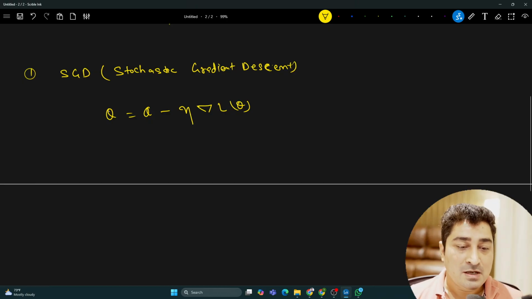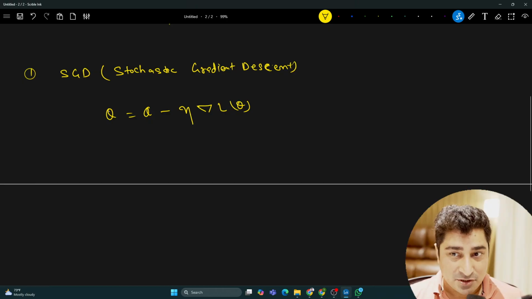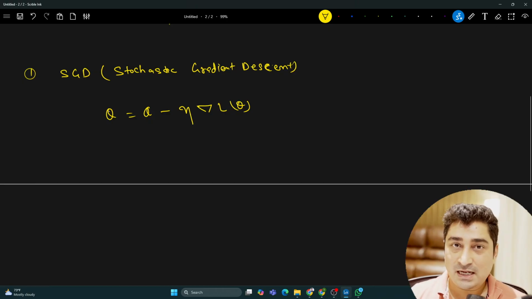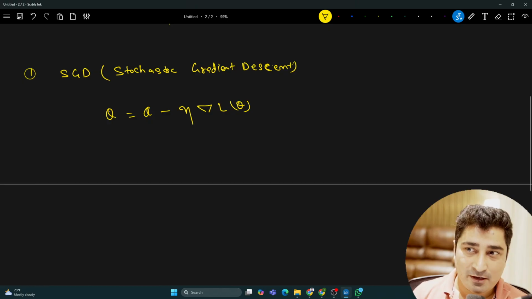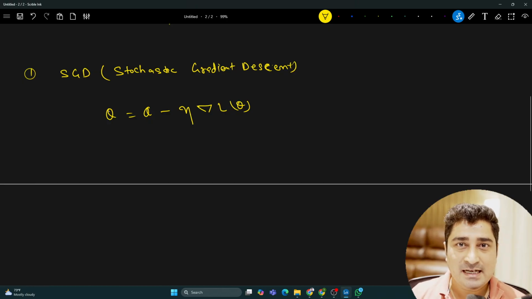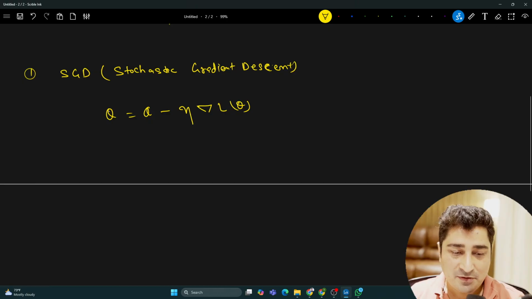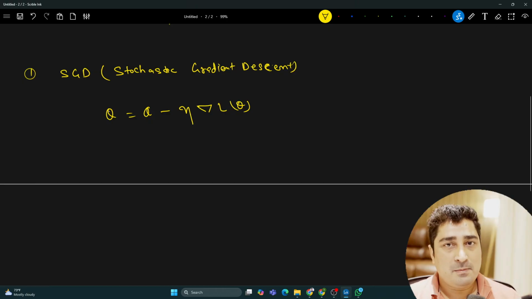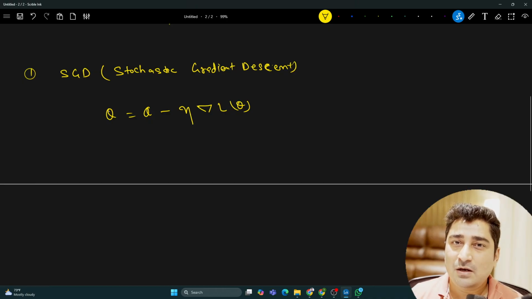Mini batch. So it's a very simple equation. It's a very fast equation, and again, it works very well with respect to a large data set. So you can feel free to use stochastic gradient descent, but there is some drawback of this stochastic gradient descent. Generally it gets stuck at a local minima.